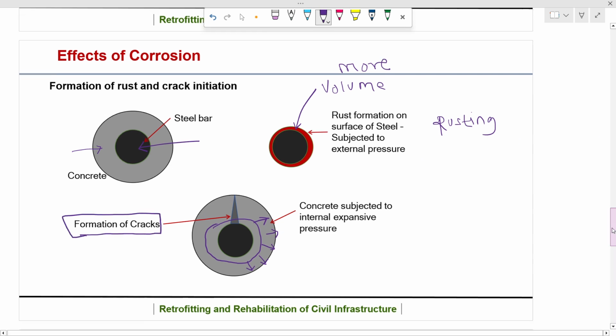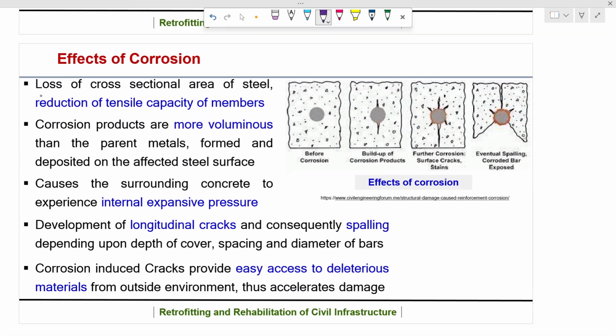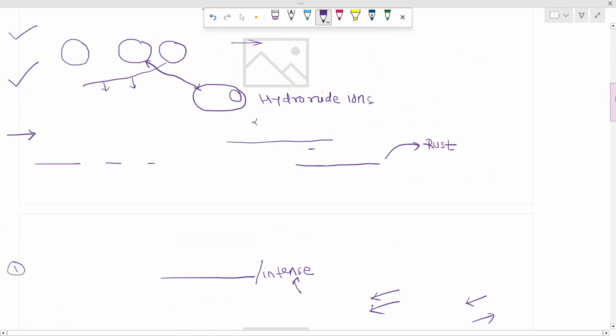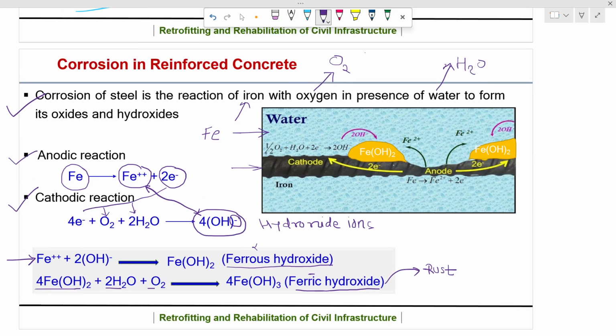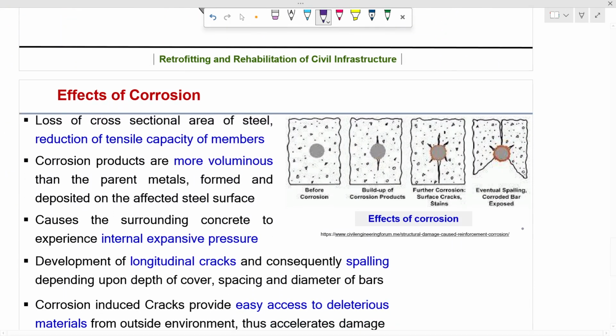Okay, so in detail the effects are like this. As the rust forms, there is a loss of cross sectional area of steel, as you can see here. This is a steel bar, but because of the reaction it loses cross sectional area. Here you can see that much area is lost, meaning rust is formed in that area. As area is lost, obviously there will be a reduction in the tensile capacity of the member, because steel is known for its tensile capacity. As the area decreases, the tensile capacity is going to decrease. So that is the first effect.